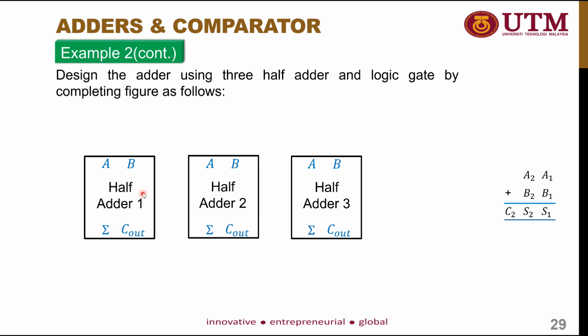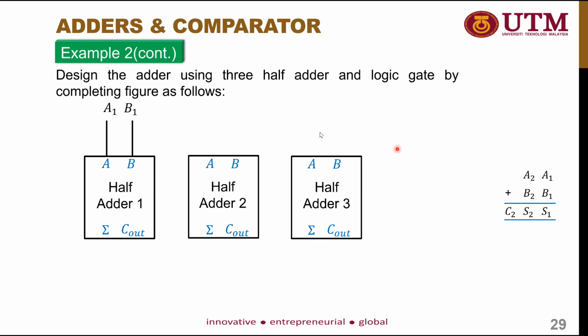For the answer, you have a total of 3 half adders: half adder 1, half adder 2, and half adder 3. Based on the previous idea on how to solve this problem, you need 1 half adder and 1 full adder. Before we proceed to how to design a full adder by using 2 half adders, let's take a look at the procedure to solve this problem. First, you solve the addition operation of the LSB part, which is A1 plus B1, and you will get S1 and also carry 1.